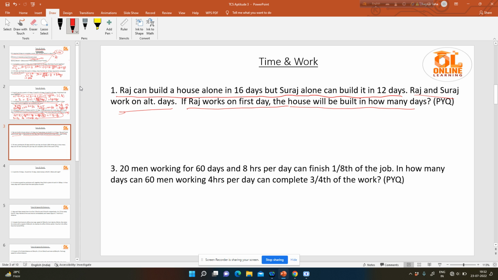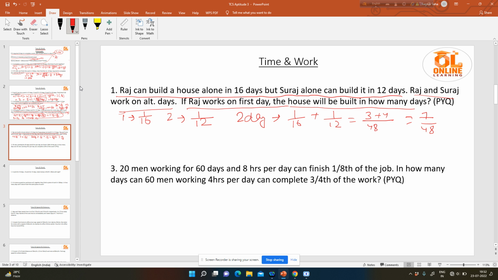So for the first day, Raj works and his amount of work in one day is 1 by 16. For the second day, Suraj works and his amount of work is 1 by 12. So total 2-day work is 1 by 16 plus 1 by 12, right? If we take the LCM, it would be 48 and it would be 3 plus 4, 7 by 48. So 2-day work will be 7 by 48.